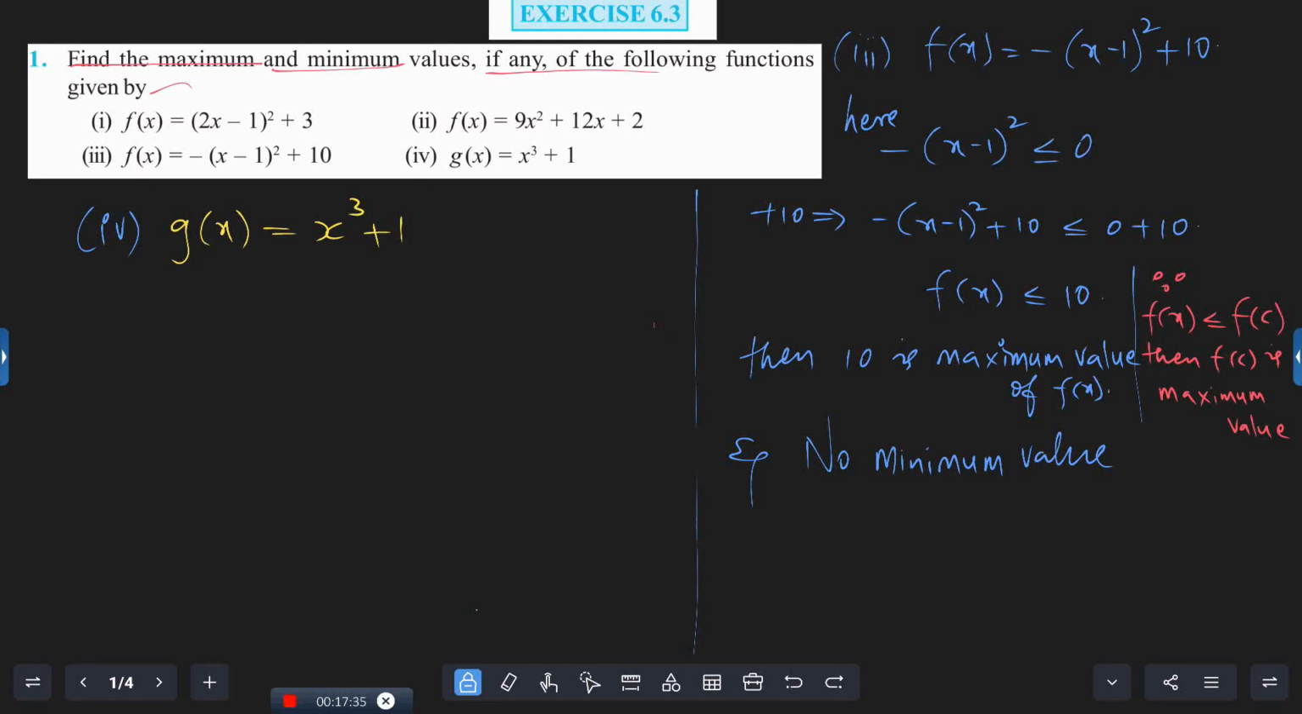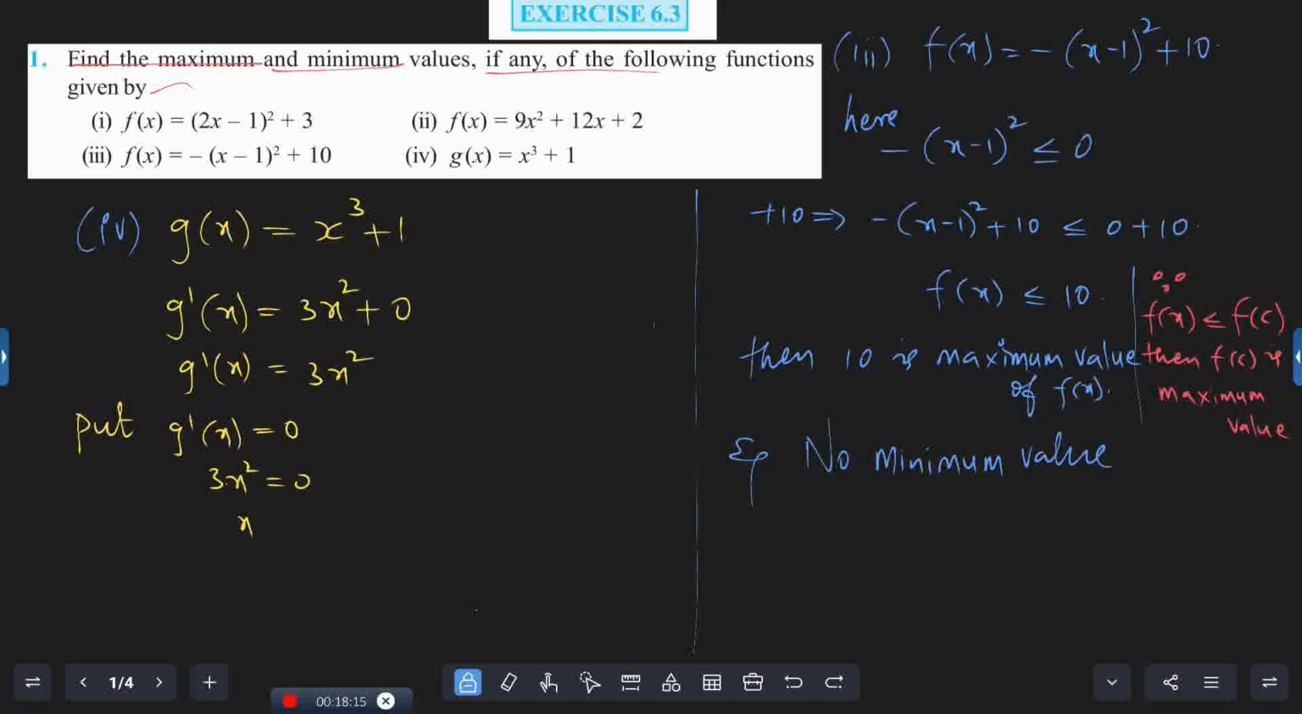First, let's differentiate and see what we get. When I differentiate g of x, x cube gives 3 times x square, plus 1 gives 0. So 3 times x square is my derivative of g of x. After getting the first derivative, I want to find the x value. Without knowing the x value, you cannot go to either the first or second derivative test. To find the x value, put g dash of x equal to 0. So 3 times x square is equal to 0.